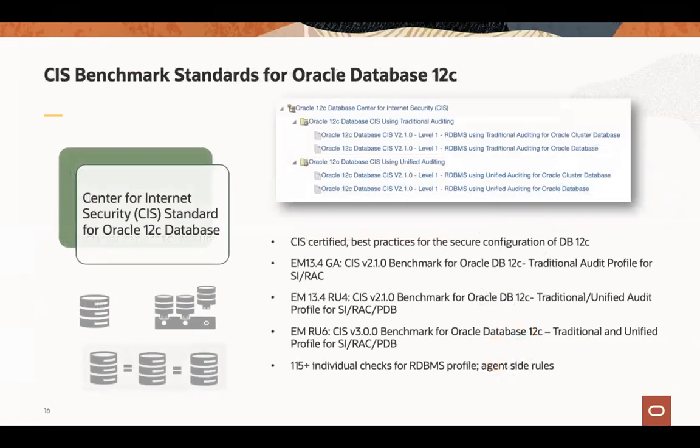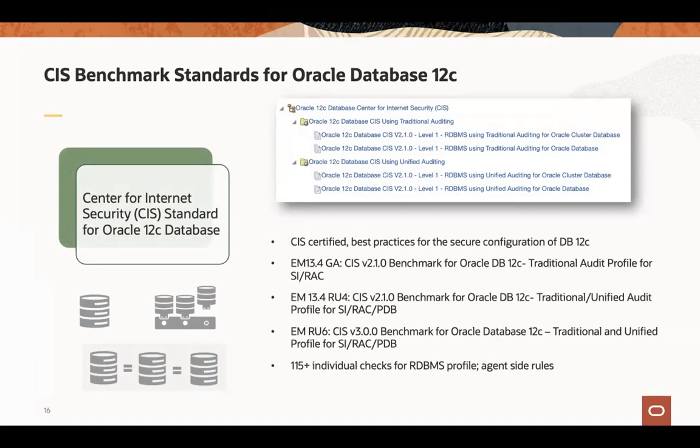So now let's look at each of these standards in a little more detail. The CIS benchmark is a very new standard supported in Enterprise Manager. As I was mentioning earlier, 13.4 was the first release that had support for the traditional audit profile for 12c databases. And Enterprise Manager as a product has a monthly cadence. Every month, there is an Enterprise Manager product release. So we have provided support for newer CIS versions in these monthly updates.